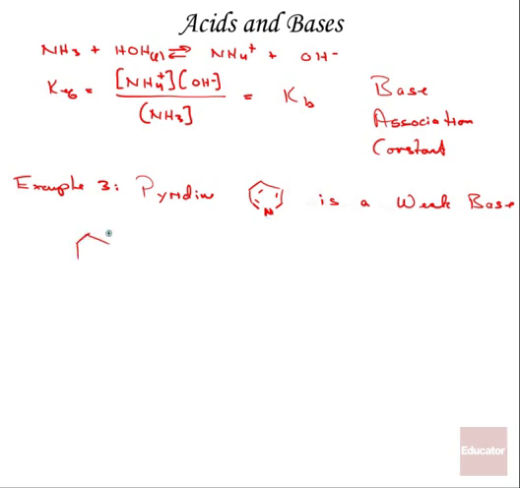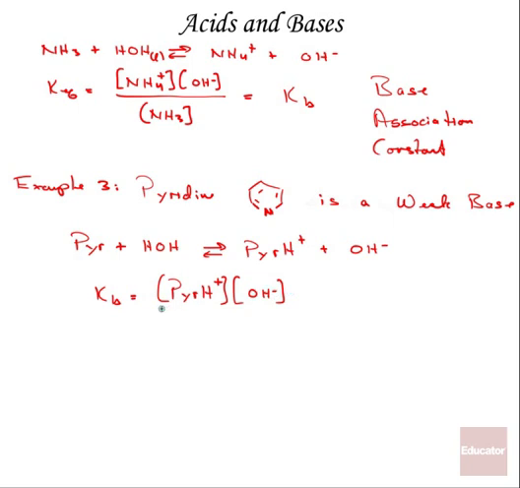Okay, so we have our pyridine, and actually what I'm going to do is I'm going to write it as PYR. Pyridine plus water is going to be pyridine H plus plus OH minus. That's it. The Kb for this is going to be the concentration of pyridinium ion times the concentration of hydroxide ion divided by the concentration of pyridine. And in this particular case, it's equal to 1.7 times 10 to the negative 9.